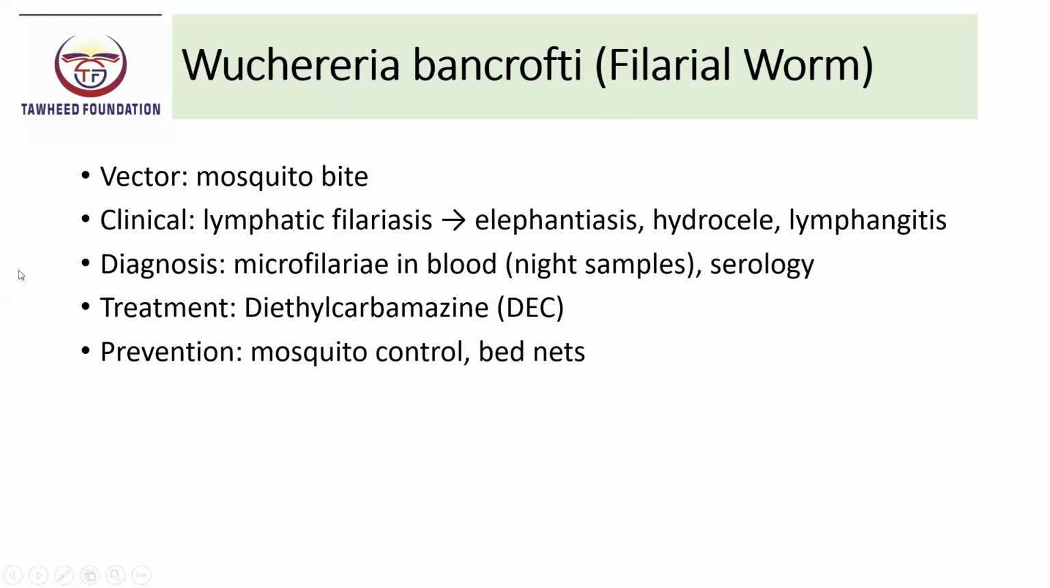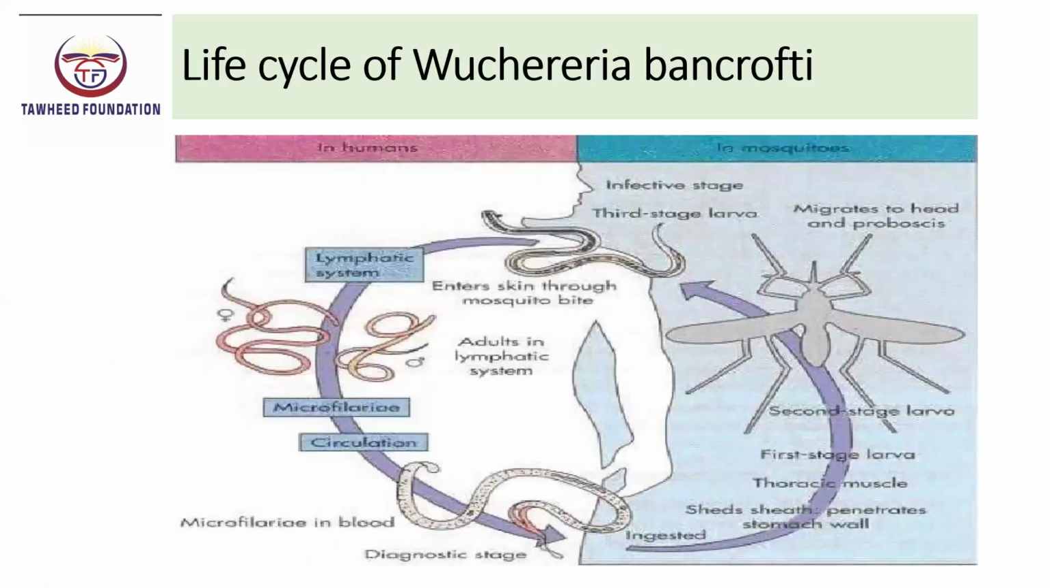lymphangitis. Diagnosis is microfilariae in blood. A night sample should be given for diagnosis, and serological tests. Treatment includes diethylcarbamazine, that is DEC. Prevention is mosquito control and bed nets. This is the life cycle of Wuchereria bancrofti.